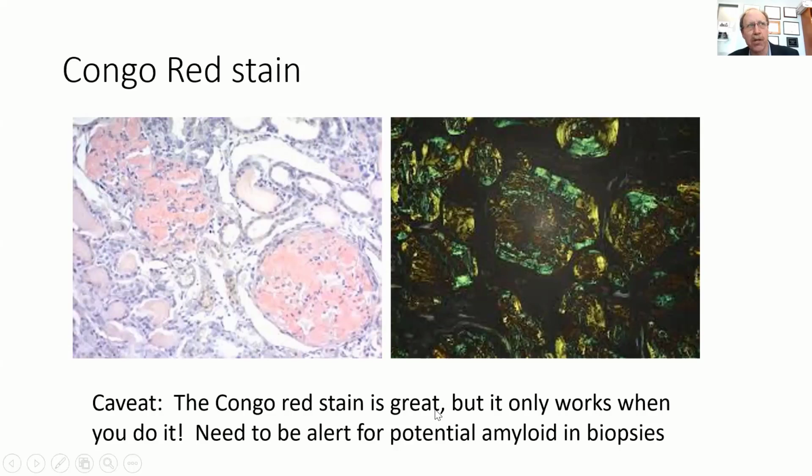This is only going to work if we order the stains. And this is also where the clinicians can be a great help to us. Providing us some history that maybe they suspect amyloid, because of the patient's clinical presentation, is tremendously helpful in terms of priming us to really look for it in more subtle cases.